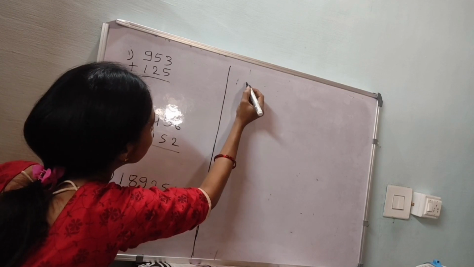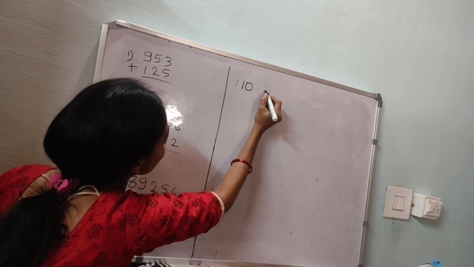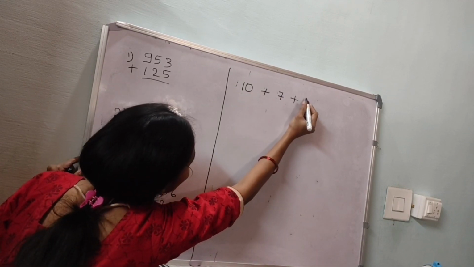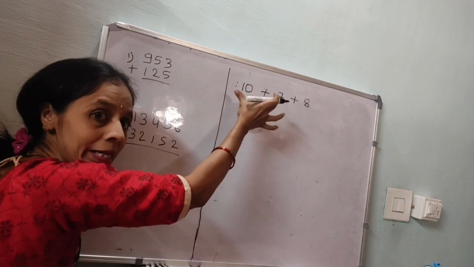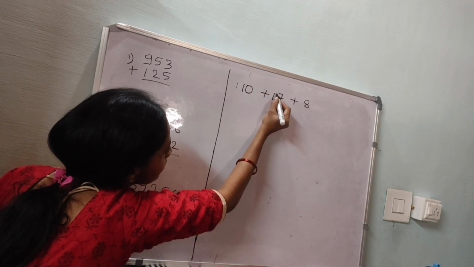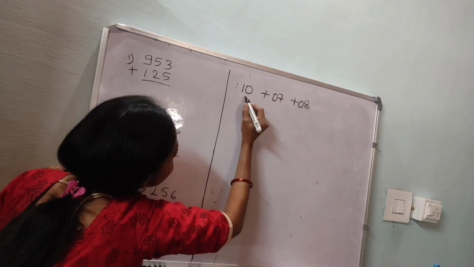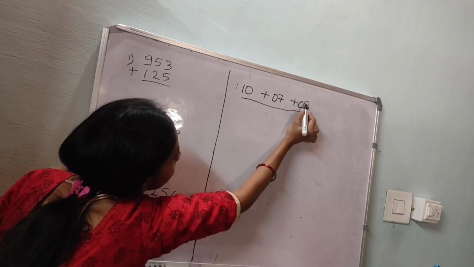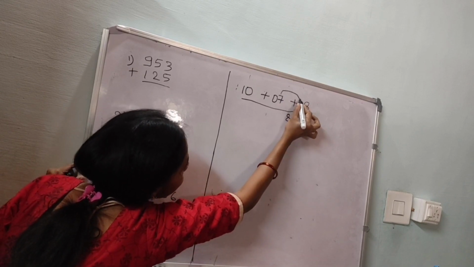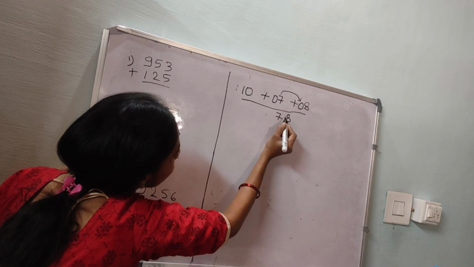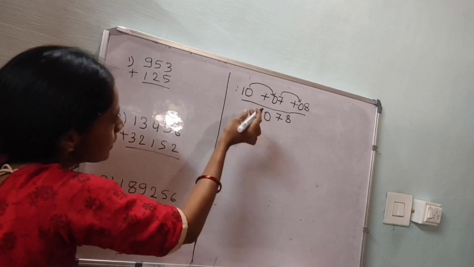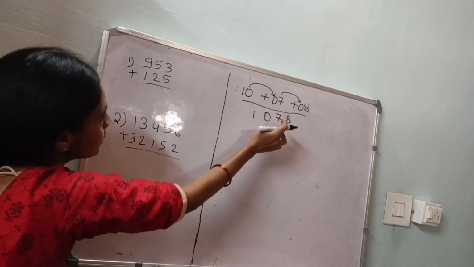First we add these two: 10, and 5 plus 2 is 7, and 3 plus 5 is 8. After you make both equal, 2 digits are there, so also 2 digits, also 2 digits. Add the first number as it is. After that we add 7 plus 0 is 7, 0 plus 0 is 0, 1 as it is. The addition of these two is 1078.